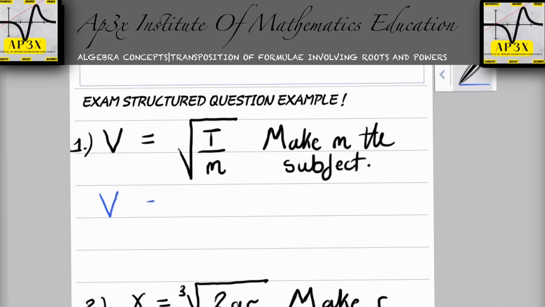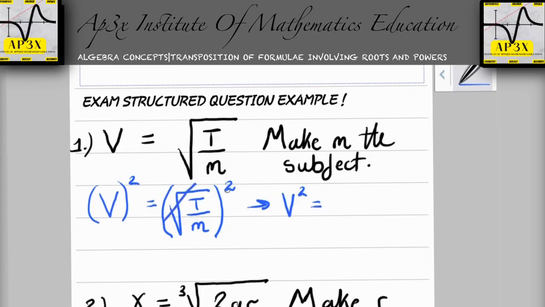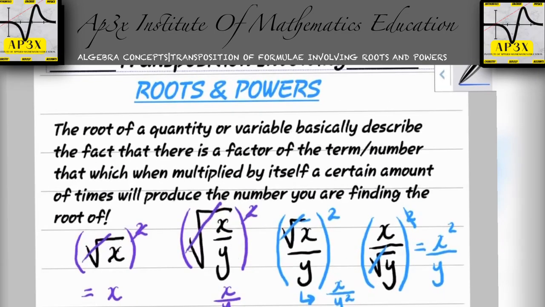So for me to remove that root symbol, let's just rewrite it as the square root of T over M. What I'm going to do is square the left side of the equation, and to balance that, we also have to square the right side of the equation. So by doing that, V becomes V to the power of 2, and the square will cancel the square root, which is exactly what we had looked at up here in this section.